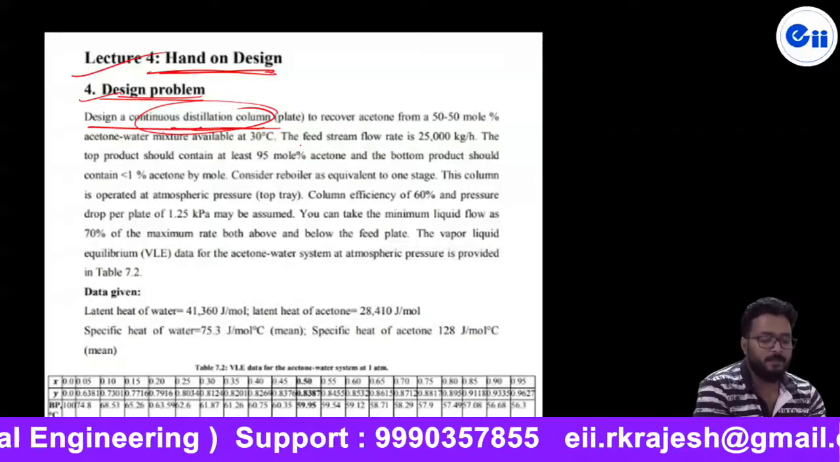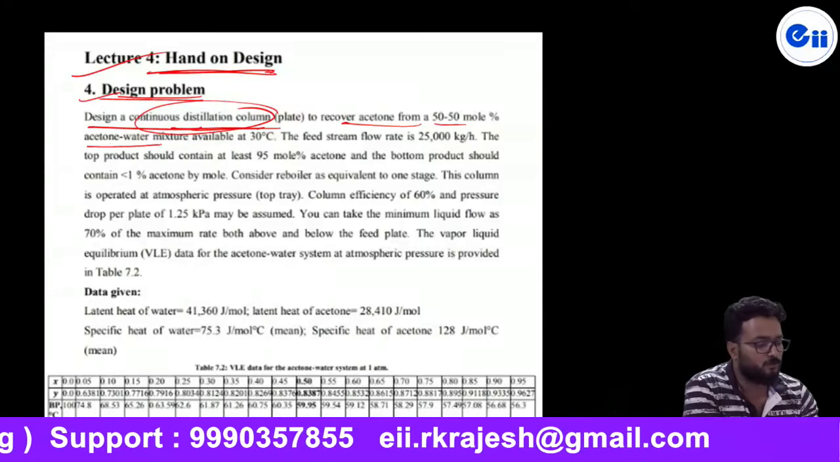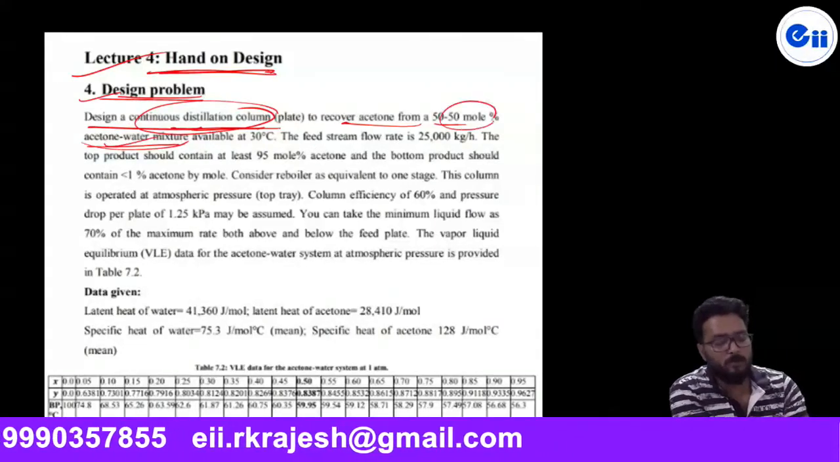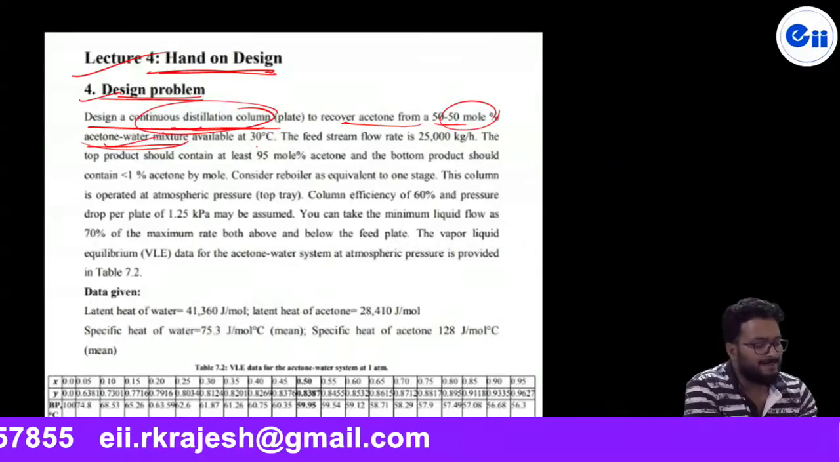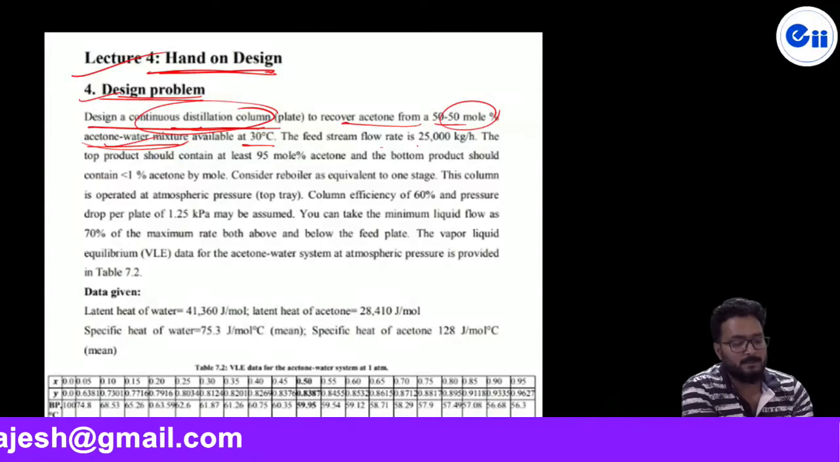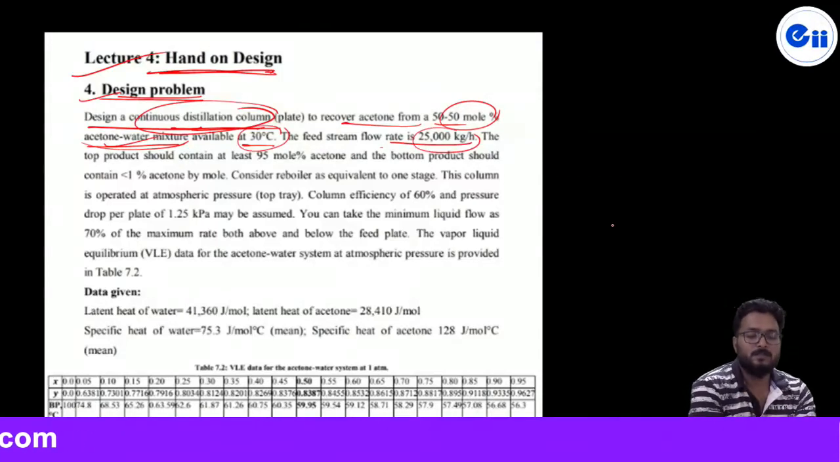तो जो प्रॉब्लम है: डिजाइन ए कंटिन्यूअस डिस्टिलेशन कॉलम, आपको एक डिजाइनिंग करनी है किसी कॉलम की, to recover the acetone from 50 mol% of acetone water mixture. तो आई हैव एसीटोन वाटर मिक्सचर ऑफ इक्विमोलर अमाउंट and it is available at 30 degrees Celsius. The feed temperature is given, and the flow rate of the stream is 25,000 kg per hour.